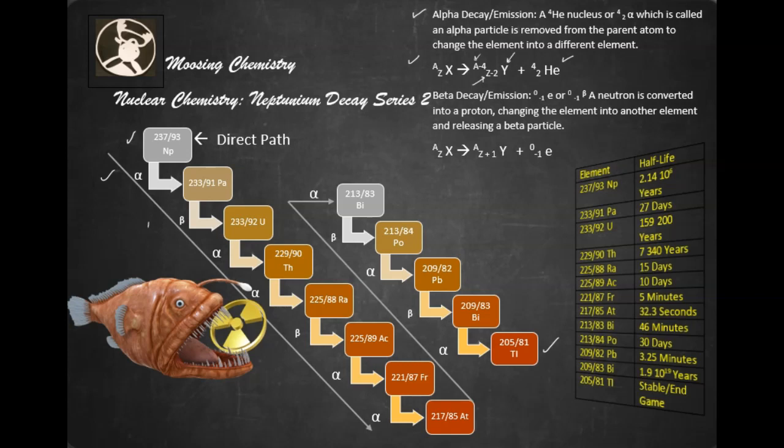Okay, if you see a B or beta symbol, that means beta decay. Beta decay or emission is 0 minus 1 e or 0 minus 1 beta. A neutron is converted into a proton, changing the element into another element and releasing a beta particle. Again, we're going to use this equation, A-Z-X yields A, Z plus 1, Y plus our beta particle, right? Now remember that A represents the atomic mass unit, which is the number of protons and neutrons in the nucleus of the atom. Z represents the number of protons in the nucleus of the atom, or the atomic number. Y represents the brand new element it gets changed into.